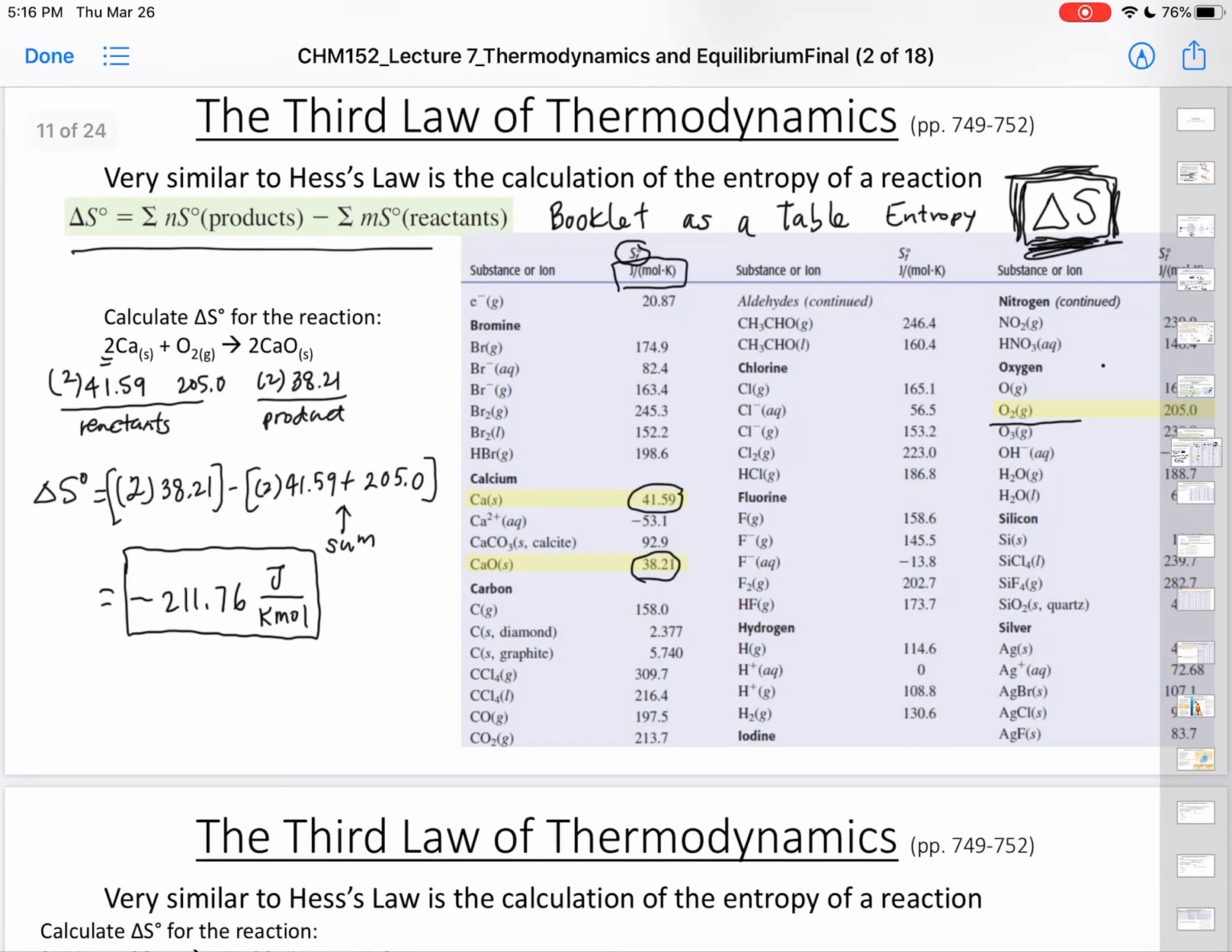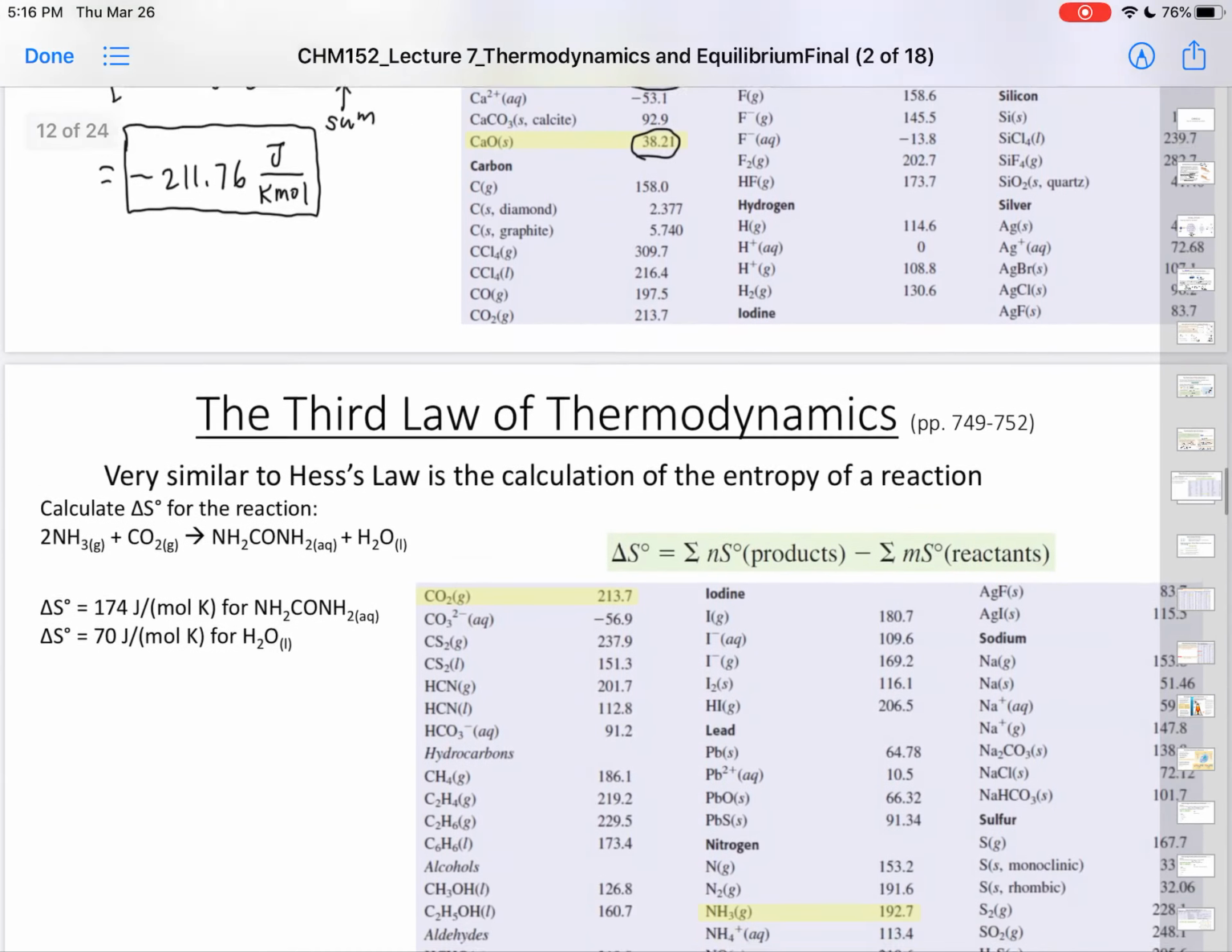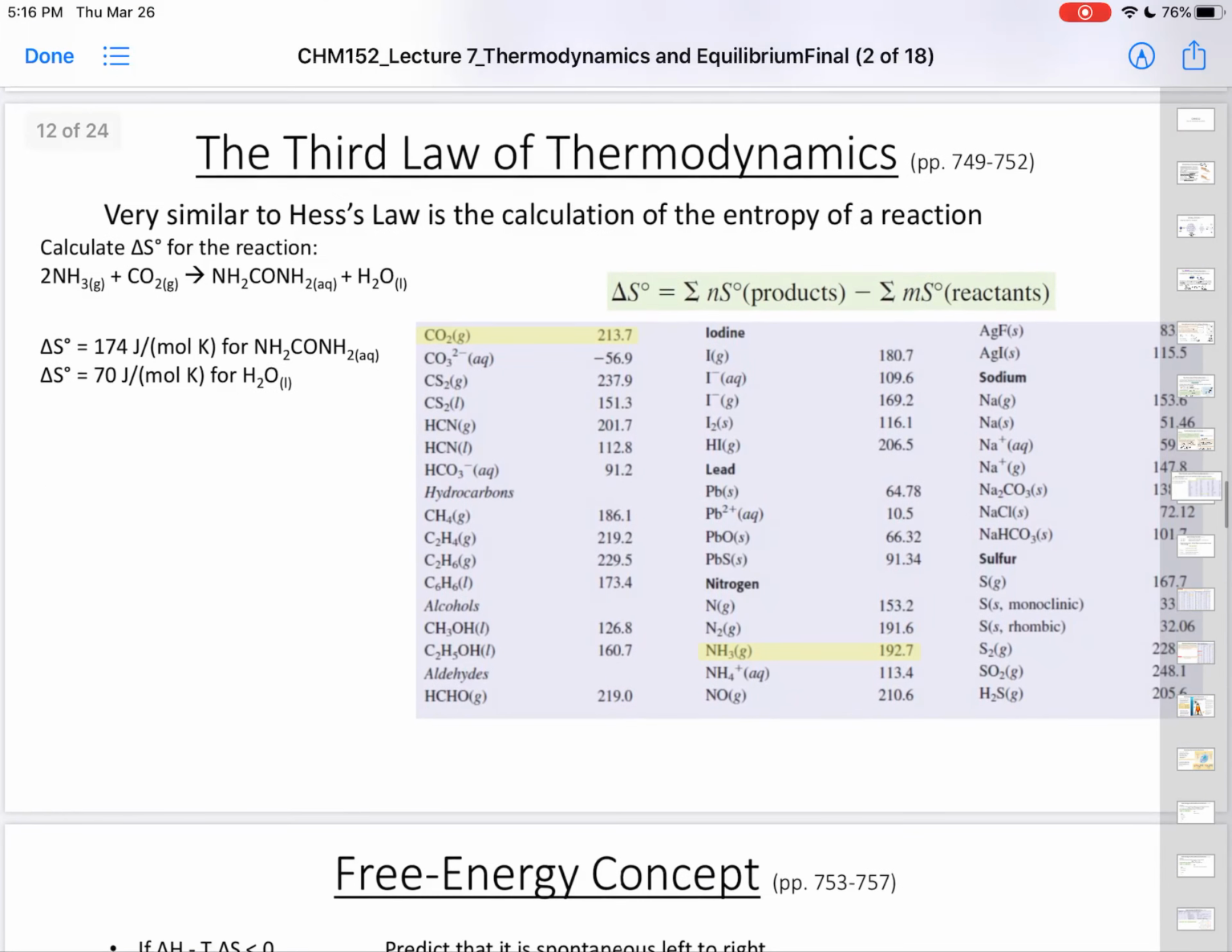So basically, this is how we did Hess's law with delta H values, except now we're pulling delta S values from this table. All right. Let's look at another example just to make sure we know how to do this.